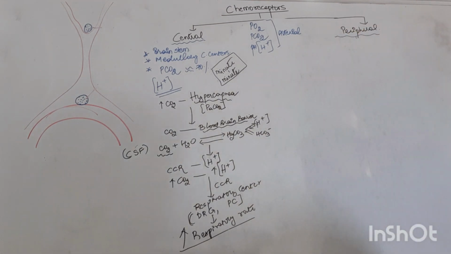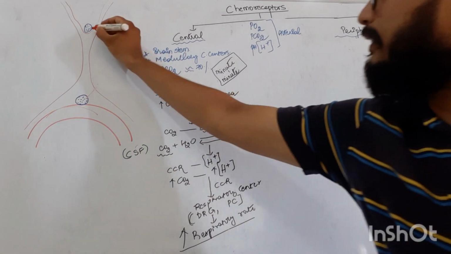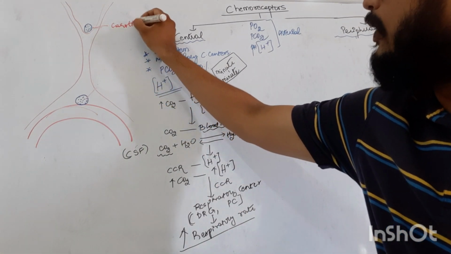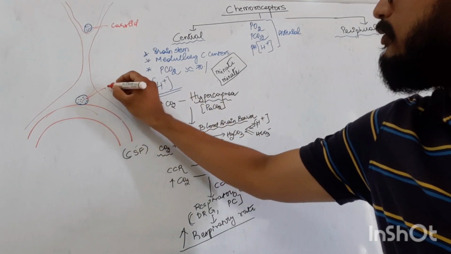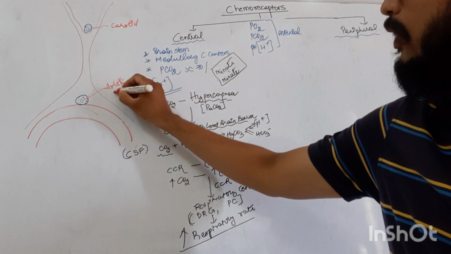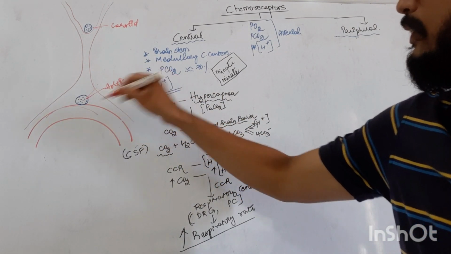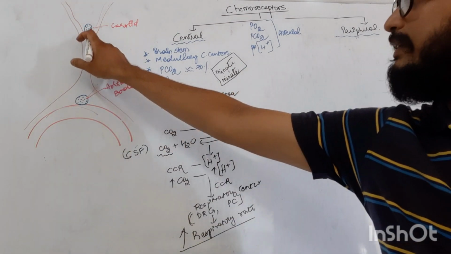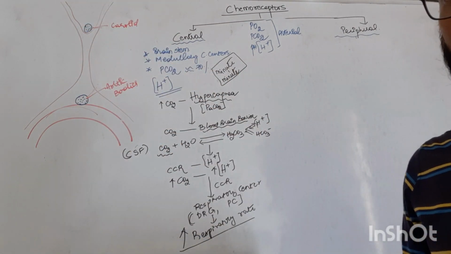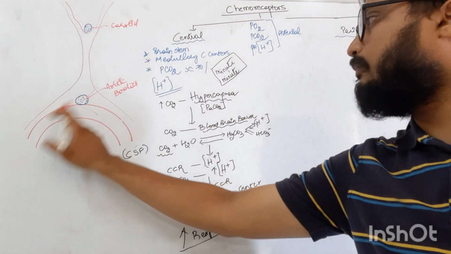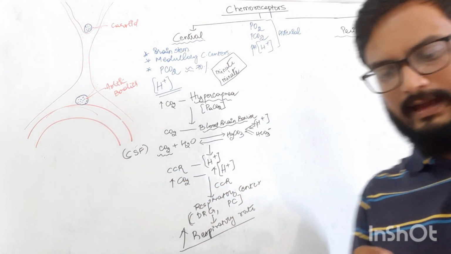Secondly, we do have the peripheral chemoreceptors. They are present in carotid bodies and also in the aortic bodies. The carotid bodies are present near the bifurcation of the carotid artery. The aortic bodies are present near the aortic arch.